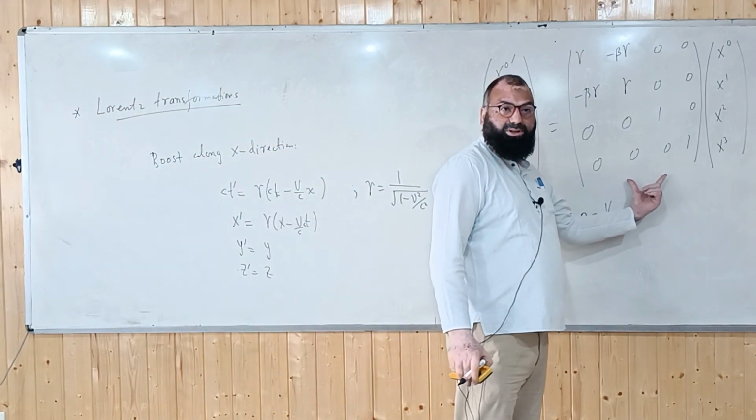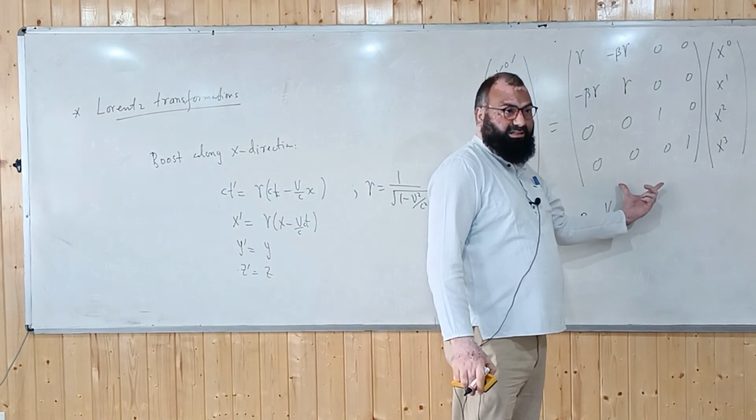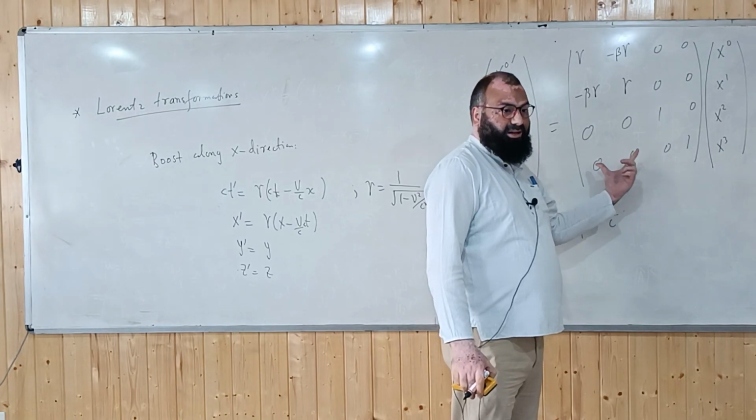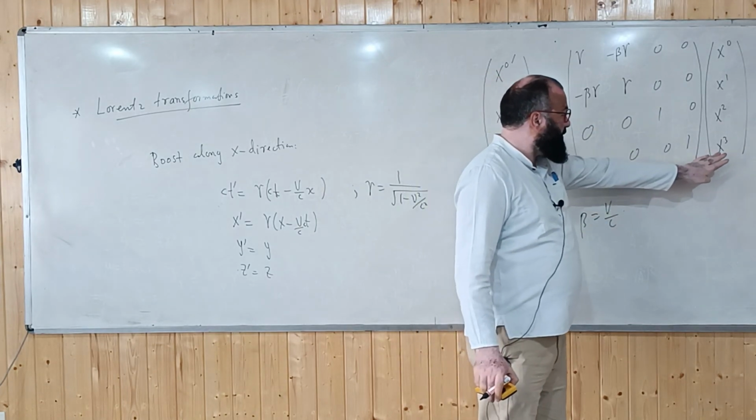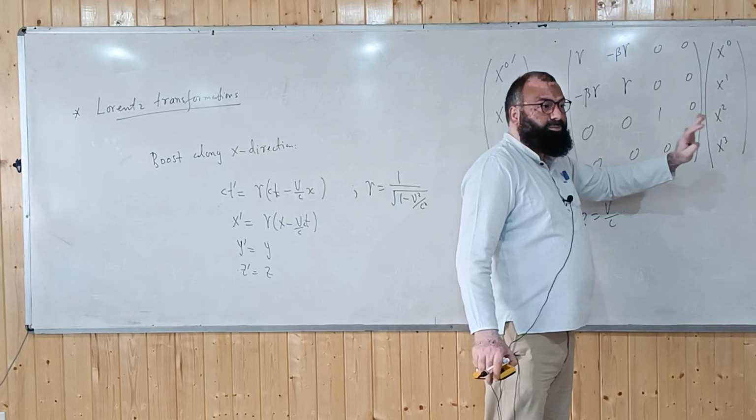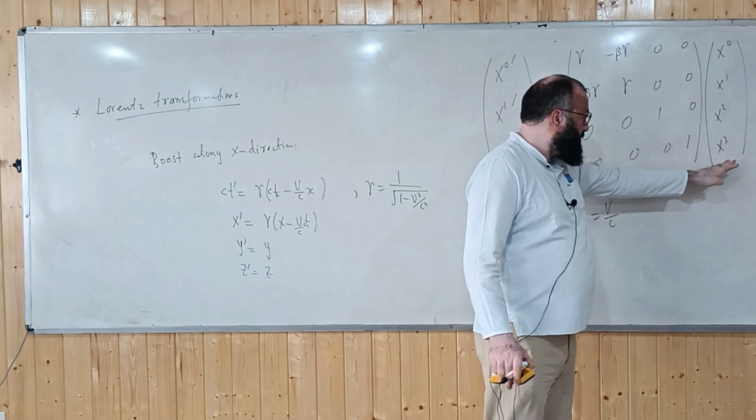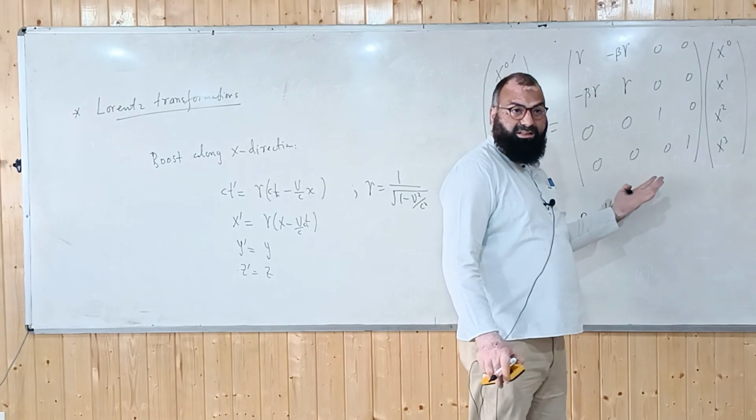So this is what we call a boost matrix. Clear? This is a boost along the X direction. Now you have the components of a 4 vector. When you boost your coordinate system, the components of your 4 vector transform in this way.